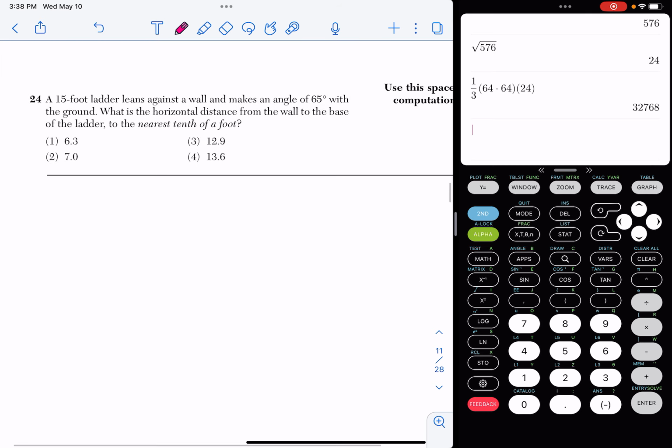All right, and our last multiple choice, number 24, a 15-foot ladder. I basically read that and know automatically, okay, it's a SOHCAHTOA right triangle trig question. The ladder is always the hypotenuse. It's leaning. And it makes an angle of 65 degrees with the ground. What is the horizontal distance? And that's always going to be the horizontal piece. So in this case, like the bottom of the triangle to the nearest tenth. So let's use SOHCAHTOA here. Here's my opposite side, adjacent, and the hypotenuse. Since there's something written on the adjacent side and the hypotenuse side, we're going to be using cosine.